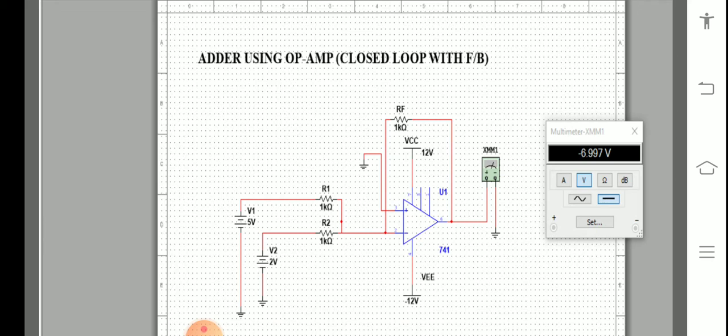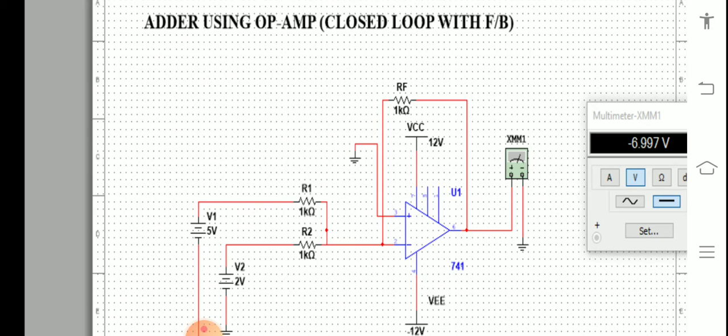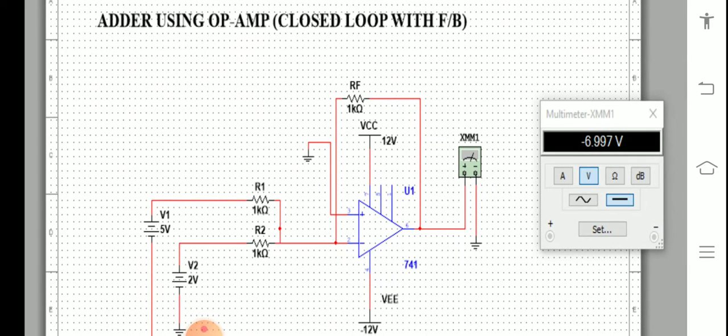Here I'm having all the resistor values as 1 kilo ohm, and I gave V1 as 5 volt and 2 volt to V2, which will be connected to your inverting terminal at pin 2, and it will give you the voltage at pin 6. So I connect the 6th pin to your multimeter, and it will give you the output. Both V1 and V2, when you add them, we are having 7.